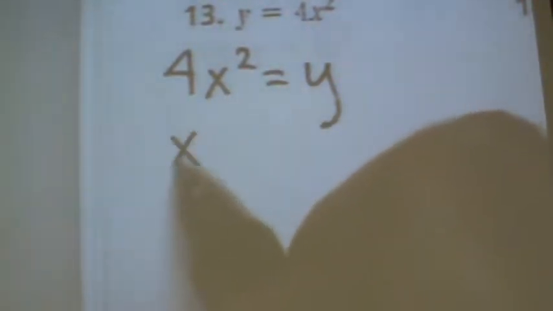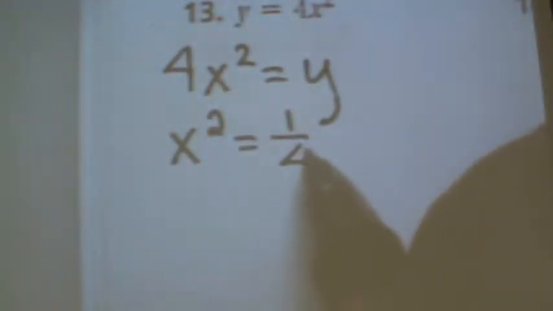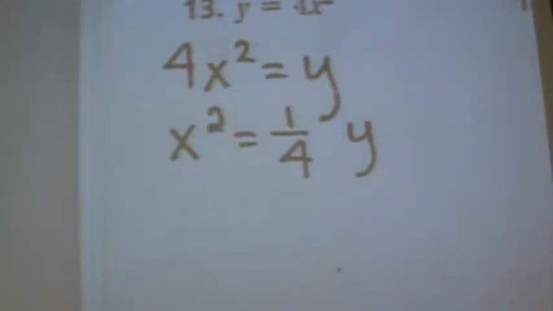We want it to model like what we just had. Now, I don't want this 4 here. I want to pull this 4, bring the 4 to the other side. So what am I going to do? I'm going to multiply both sides by 1/4. Okay? So I know that this parabola is going to look like this, ultimately.